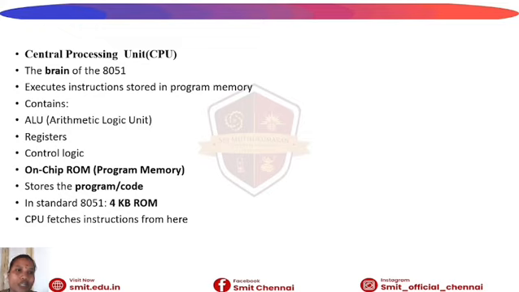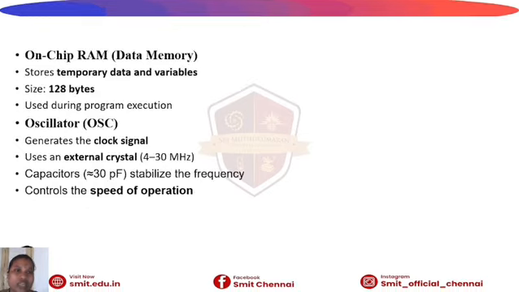And second one is on-chip ROM, program memory. Program memory stores the program and code, and the standard for 8051 is a 4K ROM, and the CPU fetches instructions from here. And the next one is on-chip RAM. RAM means data memory. It stores temporary data and variables. This size is 128 bytes. It is used during program execution.